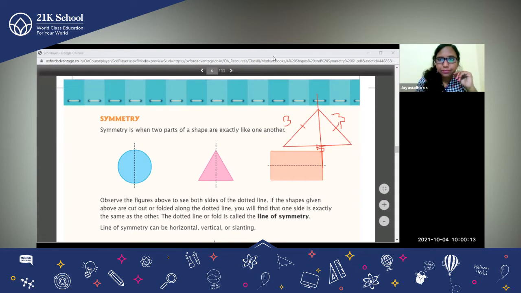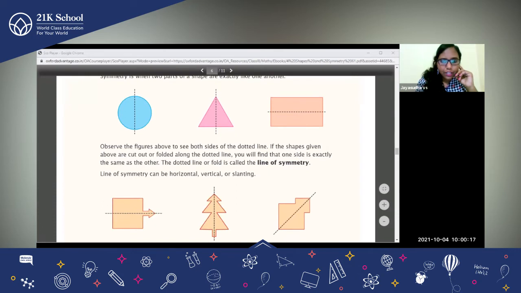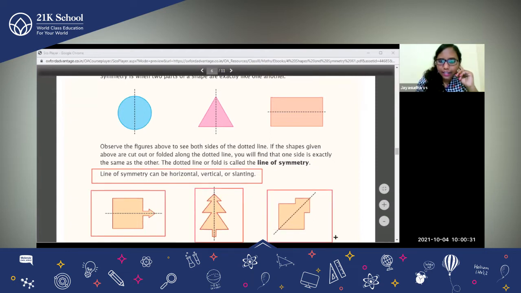Okay, fine. All right. And now, that's what we were looking for. Line of symmetry can be horizontal, vertical, and slanting. There are some examples given also. This is an example for horizontal line of symmetry. This is vertical and this is slanting. You can find objects where you could draw slanting lines of symmetry also.